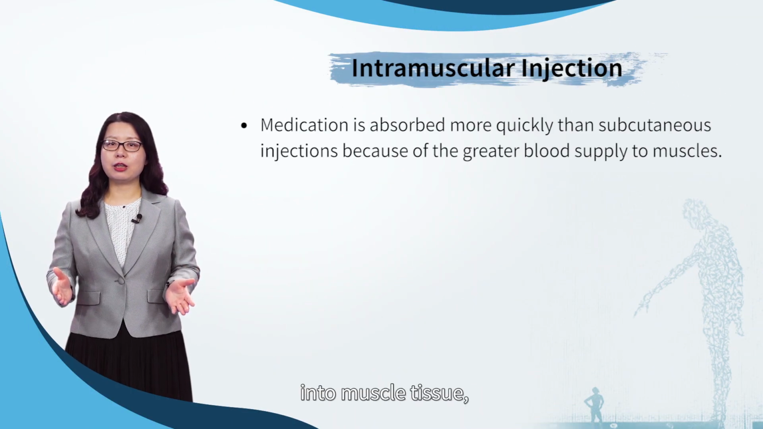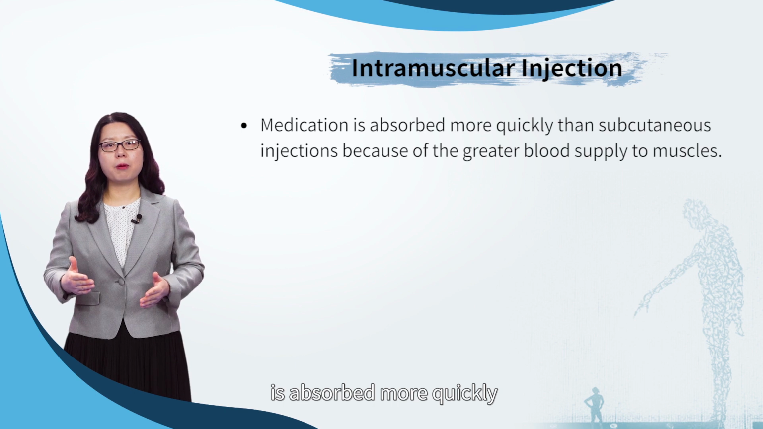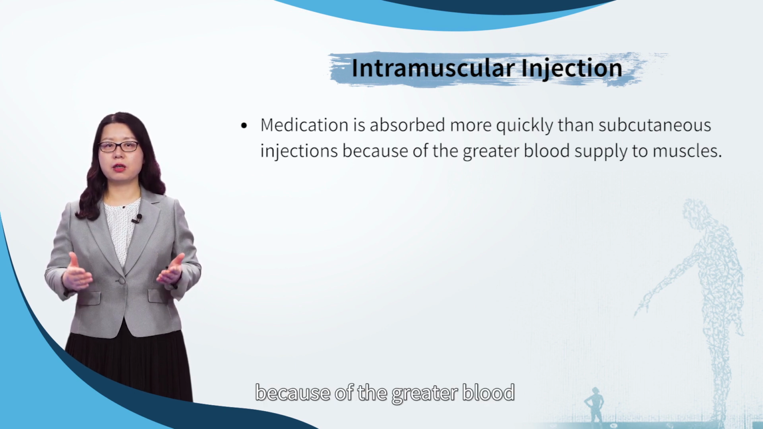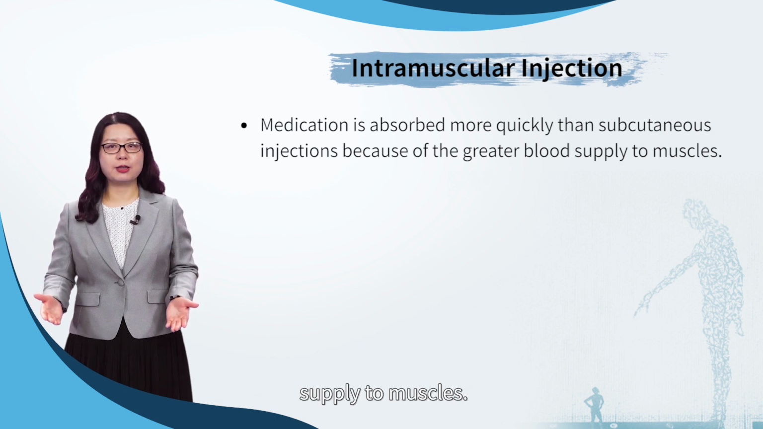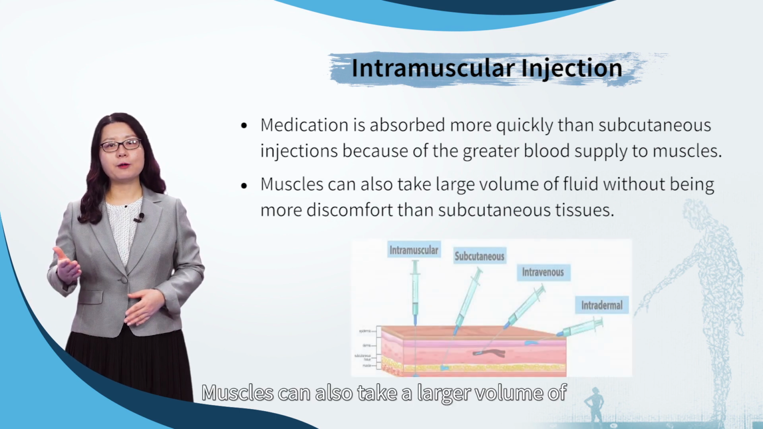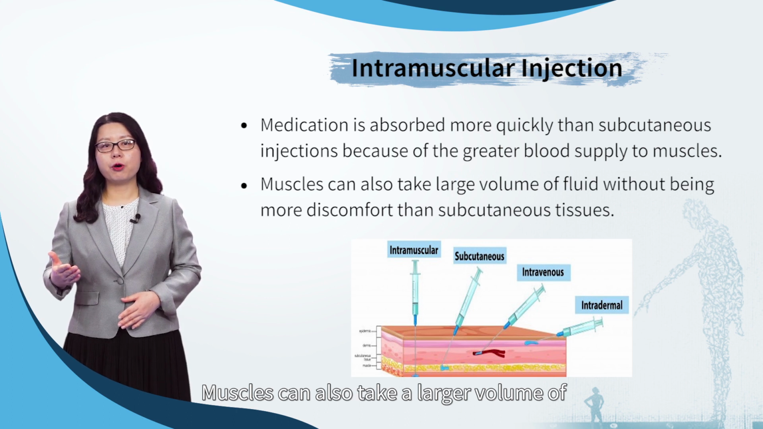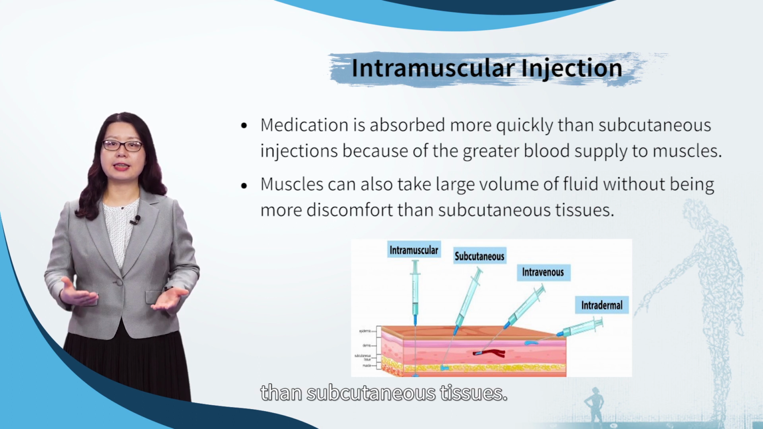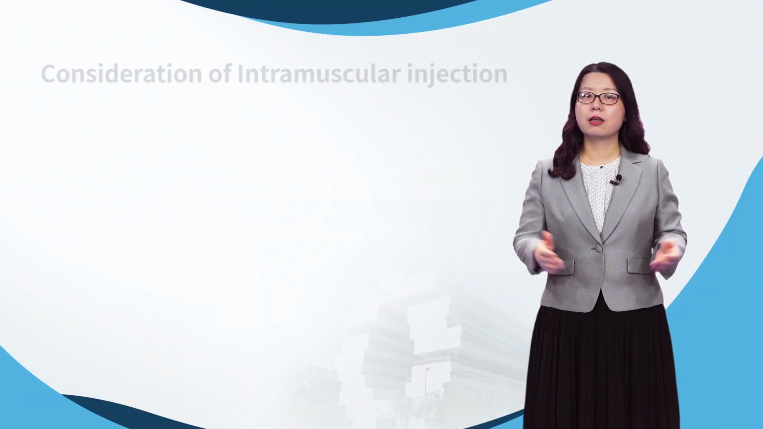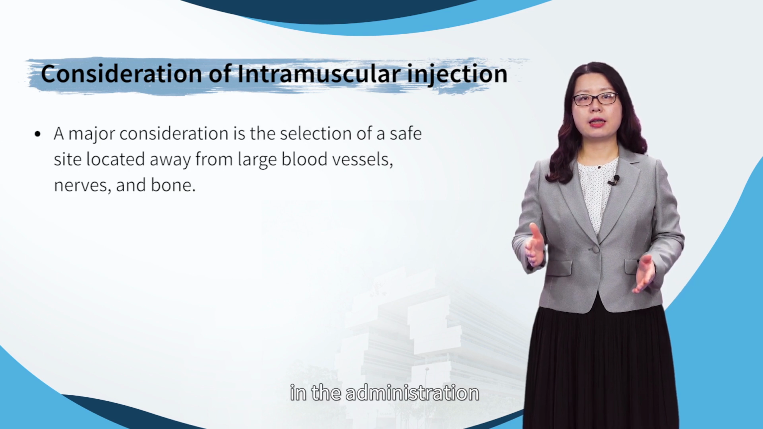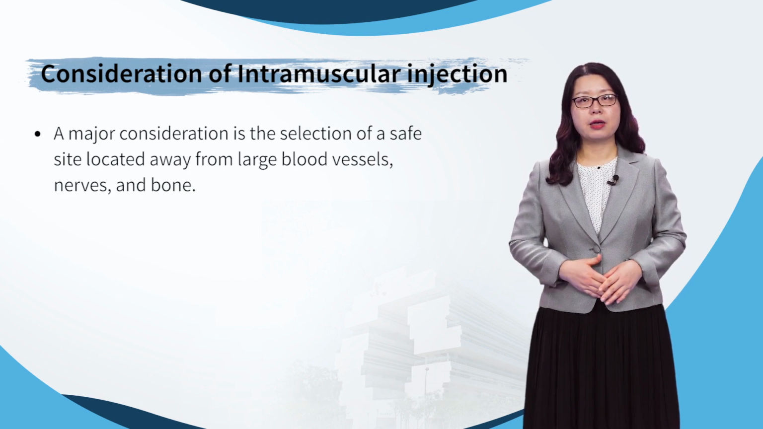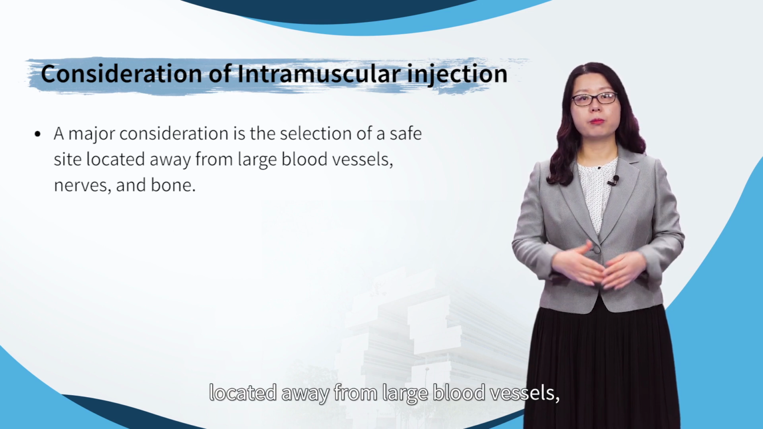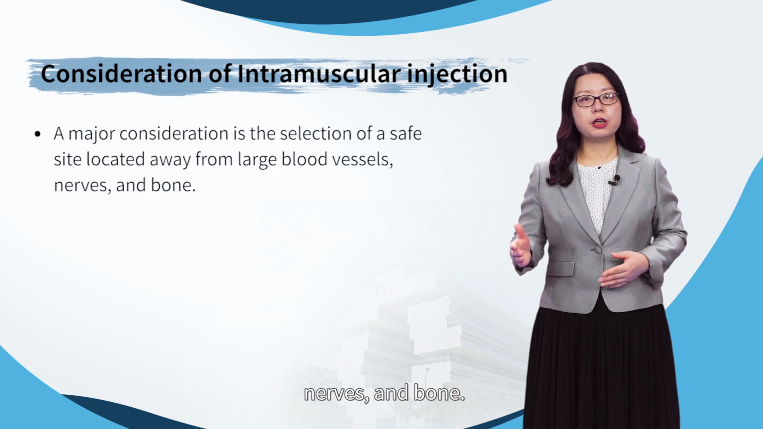Medication by injection into muscle tissue is absorbed more quickly than subcutaneous injection because of the greater blood supply to muscles. Muscles can also take a larger volume of fluid without more discomfort than subcutaneous tissues. A major consideration in the administration of IM is the selection of a safe site located away from large blood vessels, nerves, and bone.